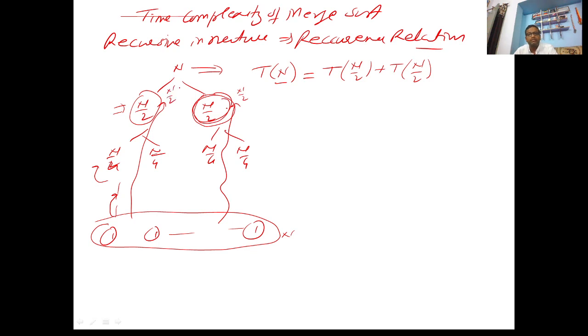N upon 2 sorted elements, they are going to go to this route where merge will be called. Merge will be called with two lists, each having size n upon 2. N upon 2 size list will be sorted in how much time? In time n upon 2 plus n upon 2, which is equal to order of n.